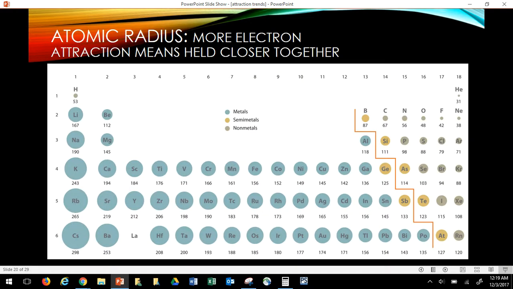All right, so then the last of these trends that we go over is atomic radius. Now, atomic radius also has everything to do with attraction. Up here, where electrons are important, attraction is important. They're going to keep those electrons very tight and close in, so they're going to have a very small radius. Down here, where electrons aren't important, where they won't fight you for electrons, they're going to be very large radii because they just let those electrons sort of fly around wherever they want.